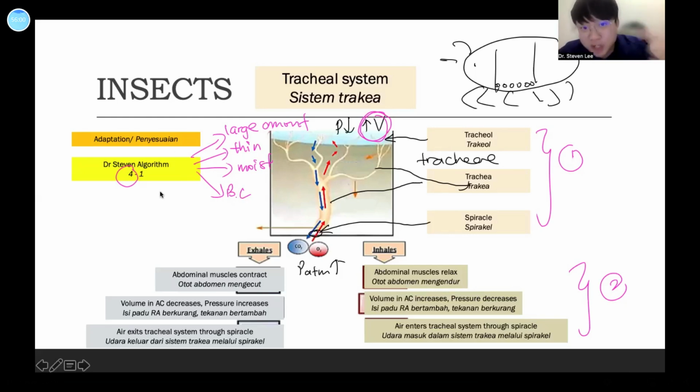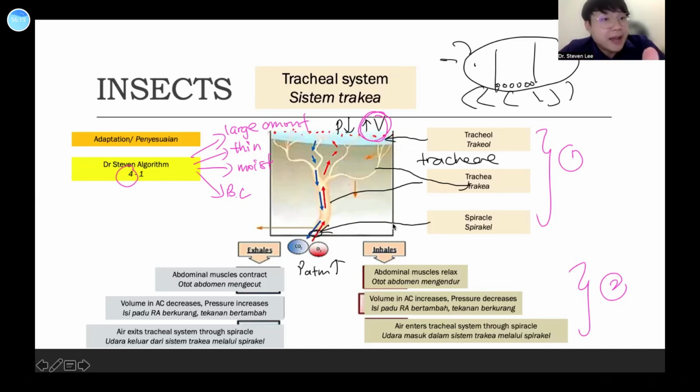The difference is the structure. The structure is not the same. What it means? In this case, for the insects, what do you think will be the structure that needs to be large amount? What is the structure that they need to be thin? What is the structure that needs to be moist? Which structure? For the tracheal. Specifically, it is the end of the tracheal, which is over here. All this end of the tracheal.